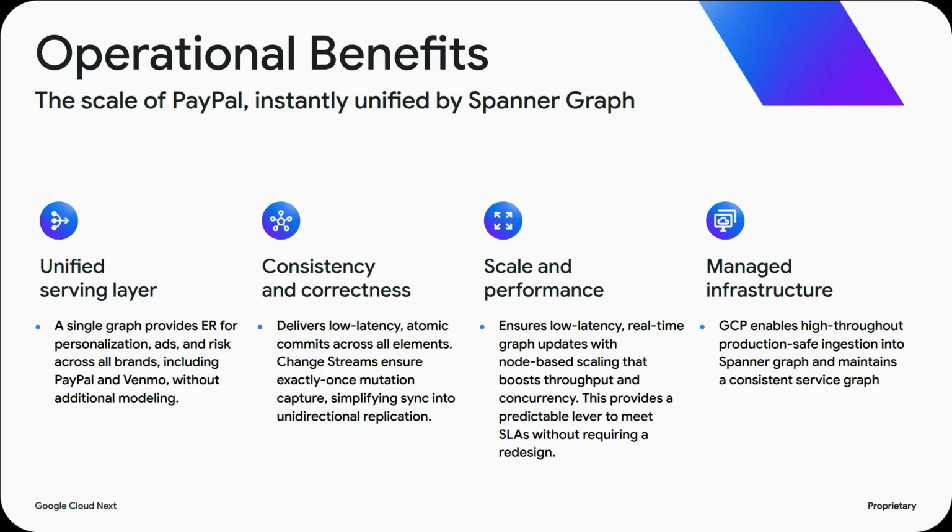Okay, so the operational benefits that we got: we have a unified serving layer. We have the graph that can now get to multiple use cases of personalization, ads targeting, risk, and fraud applications. It's reusable across PayPal. We get the consistency and correctness. We have the scale and performance with Spanner. With billions of nodes and relationships, we achieve low latency reads and real-time traversal at scale.